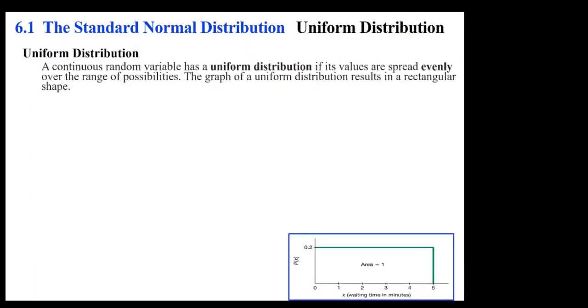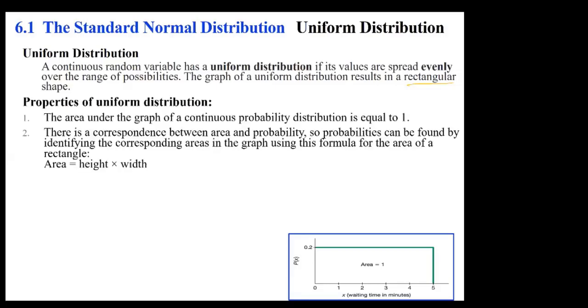A uniform distribution is also a continuous one. So a continuous random variable has a uniform distribution if its values are spread evenly over the range of possibilities. The graph of a uniform distribution results in a rectangular shape.